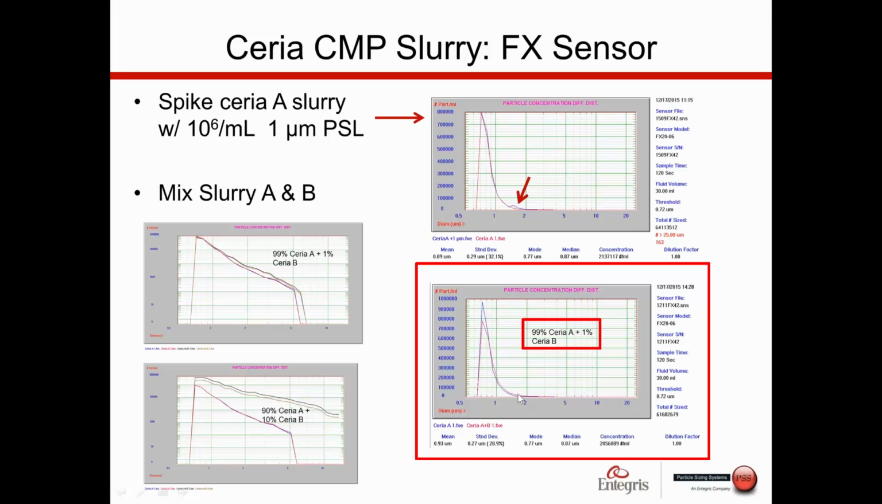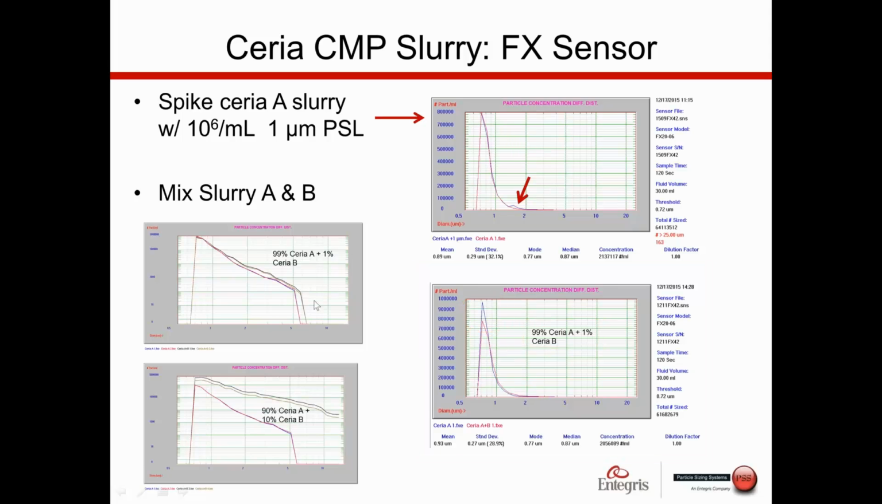And this is looking at the differential distribution where the right y-axis is on a linear scale, but we can see this increase. It might be more visible when we switch the y-axis to a logarithmic scale. And here you see the very good reproducibility first of just the Slurry using the FX sensor, and then this increase in the large particle tail when we add the 1% of Slurry B.